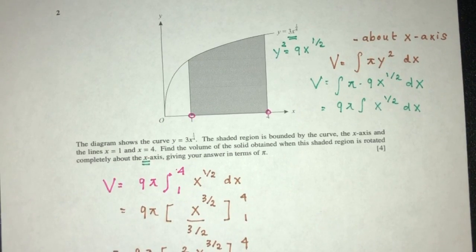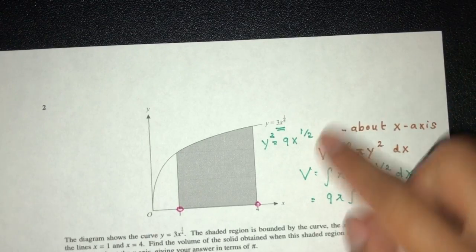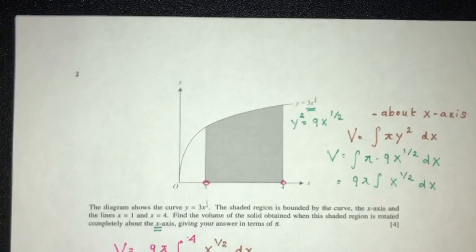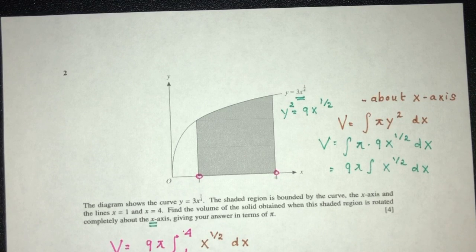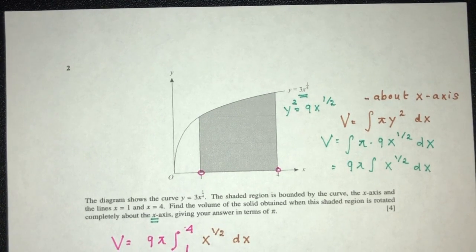This is a bit of integration, but again, it is not very hard. I'm sure you guys are able to do this step by step. The main idea here is we have to know the formula to use to find the volume of a solid of revolution or rotation, same thing.